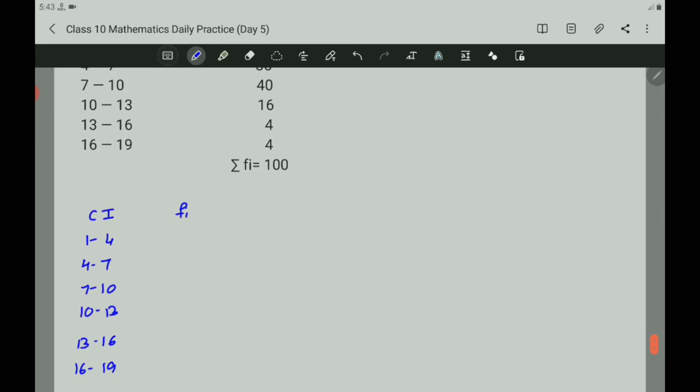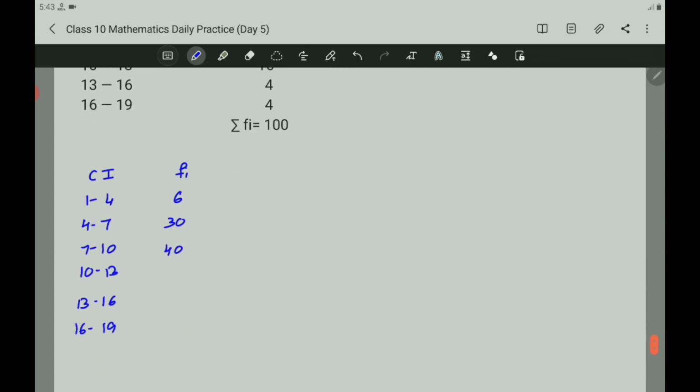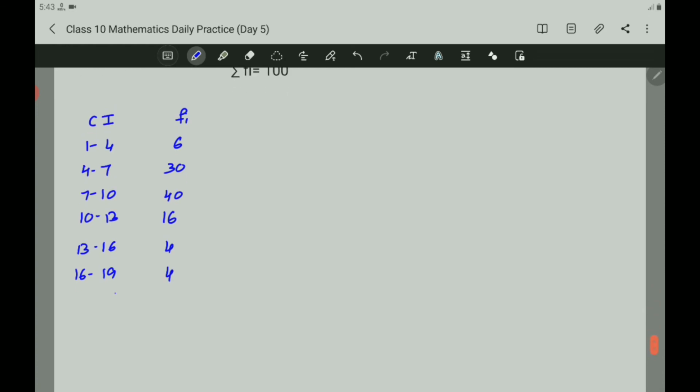are 6, 30, 40, 16, 4, 4. So here the summation of fi is 100. Then you find the class mark.